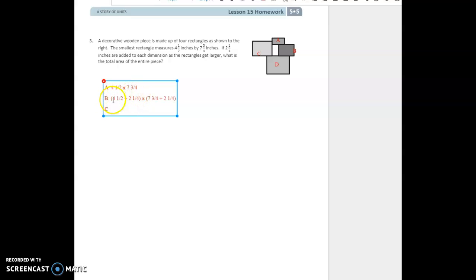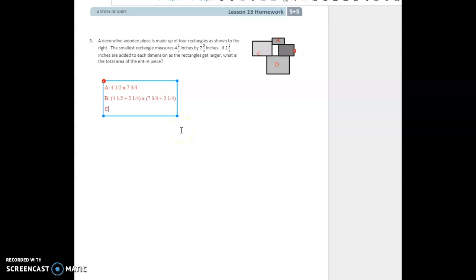Whatever you get as your answer here, it's that answer plus 2 1/4. And then when you get to the width, it's whatever this total answer is plus 2 1/4 to give you what C is. And you'll do the same thing with D. You'll take whatever you got for the total answer of the length in C and add 2 1/4 to that for the length and the width for D.